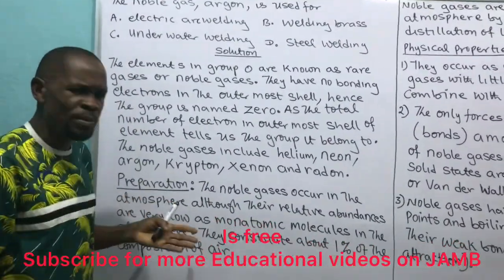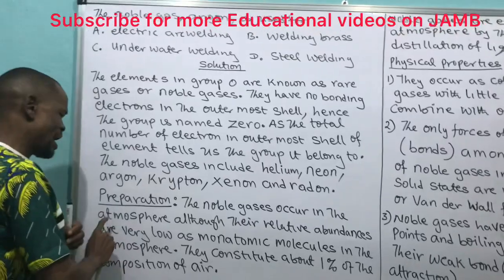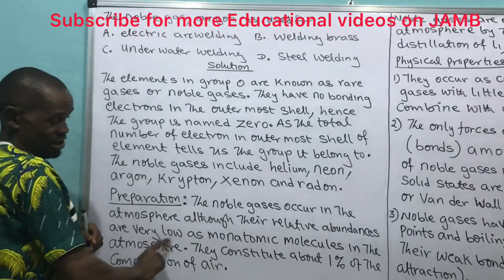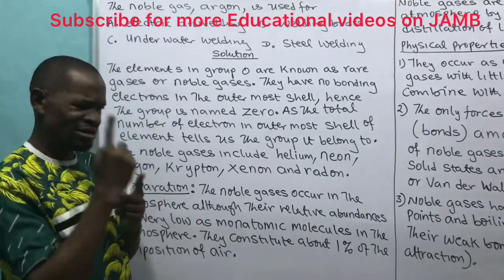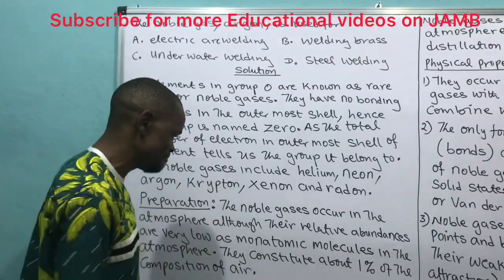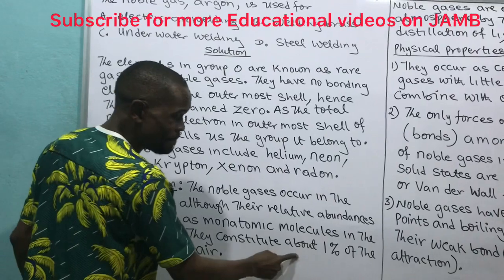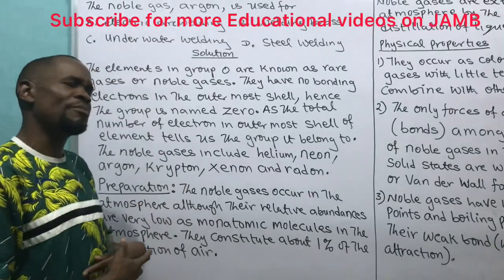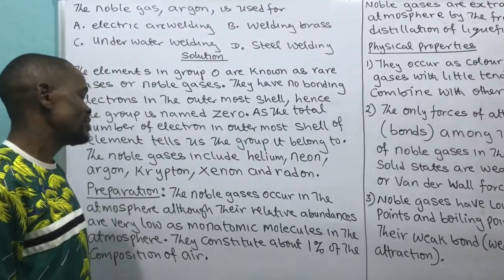We say preparation. How do we prepare noble gas? The noble gases occur in the atmosphere, although their relative abundance is very low, as monoatomic. What do you mean by monoatomic? Single atom. They don't come as diatomic. Monoatomic means they come as single atoms. In the atmosphere, they constitute about 1% of the composition of air. The composition of air contains about 1% of noble gas.